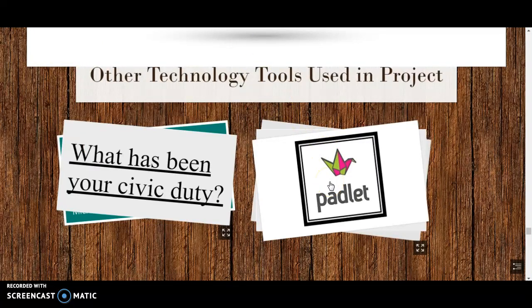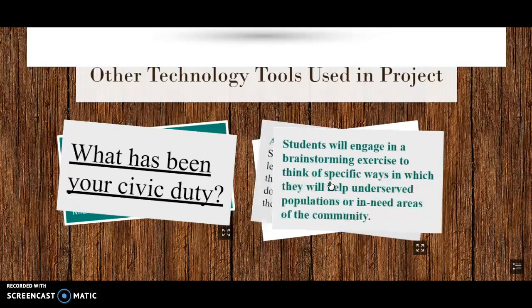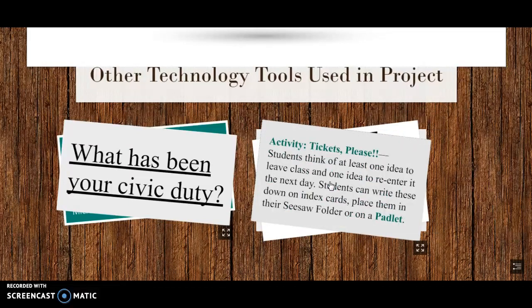Students also used Padlet, and this particular Padlet was used for a brainstorming exercise called Tickets, Please, where students had to think of at least one idea to leave the class and one idea to re-enter the next day. Students actually had the opportunity to do this on index cards, place them in their Seesaw folders, or on a Padlet.